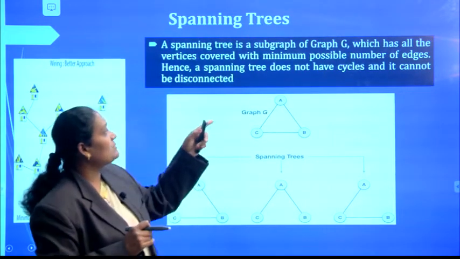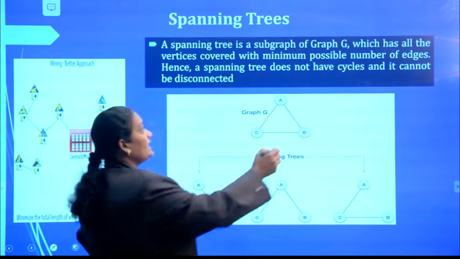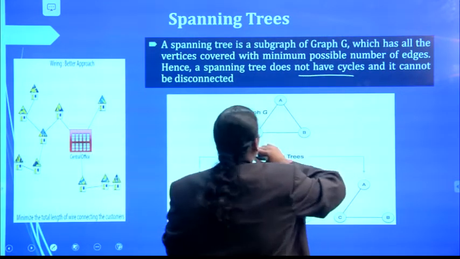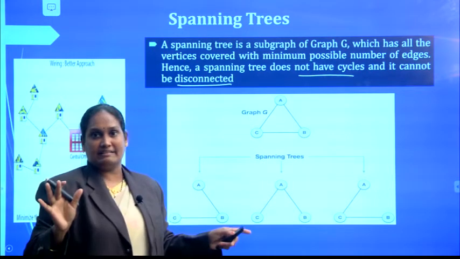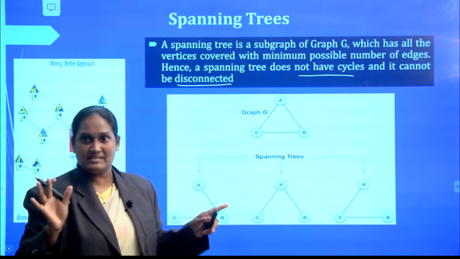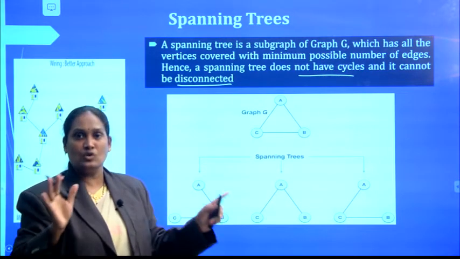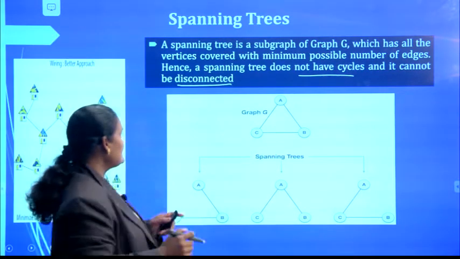Since it contains the minimum number of edges, there are no cycles in the spanning tree and it cannot be disconnected; it is a connected one. A spanning tree is connected and has no cycles. Now let us see an example.